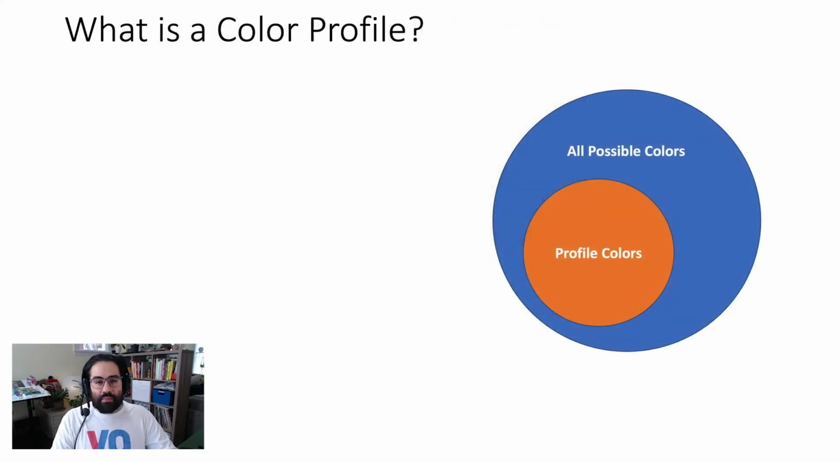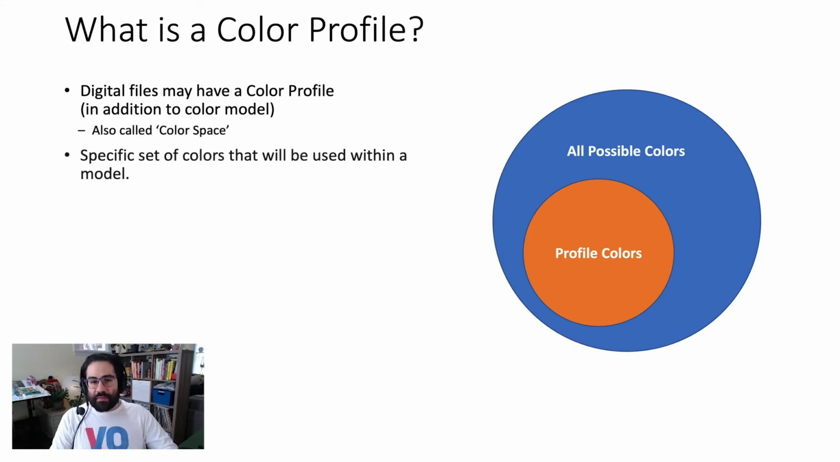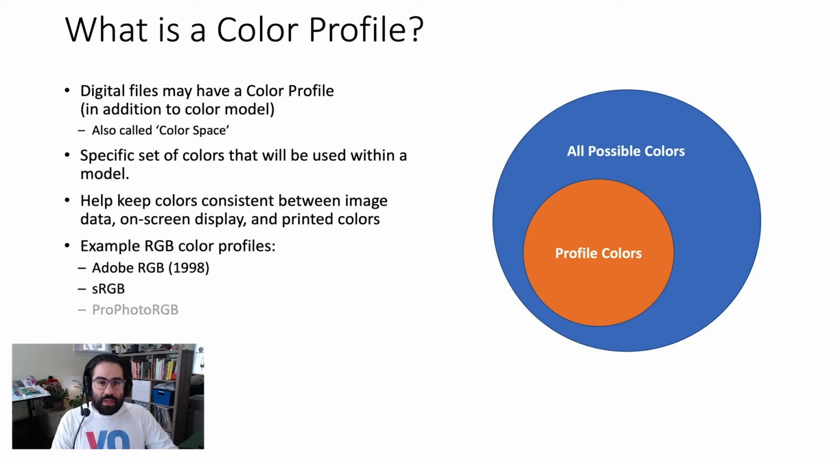In addition to a color model, digital image files may be tagged with a color profile, sometimes also called a color space. This is the specific set of colors within a given model that will be used in a file. Color profiles help keep colors consistent between image data, on-screen display, and printed colors. Some example color profiles within the RGB color model include Adobe RGB 1998, sRGB, and ProPhoto RGB.